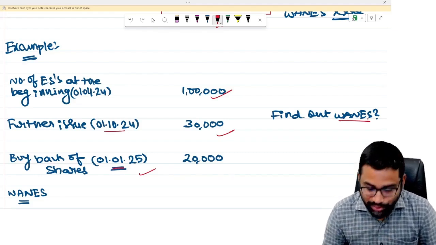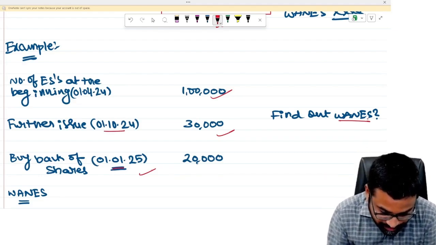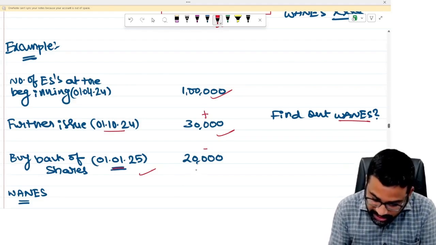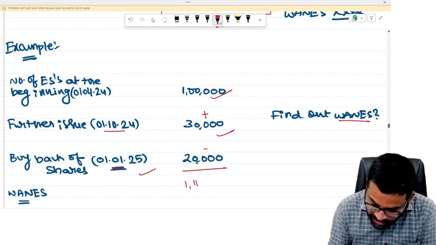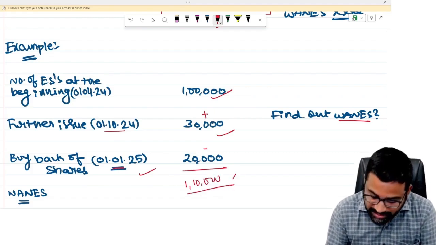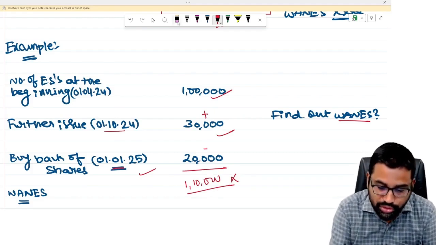Generally, what students will do is: 1 lakh shares, add the further issue of 30,000, subtract the buyback of 20,000, so 1 lakh 30,000 minus 20,000 is 1 lakh 10,000. They call this the weighted average number of shares. Coincidentally it may be correct, but this is the wrong approach. So you should not do it like this.